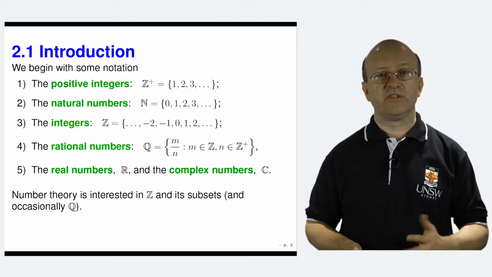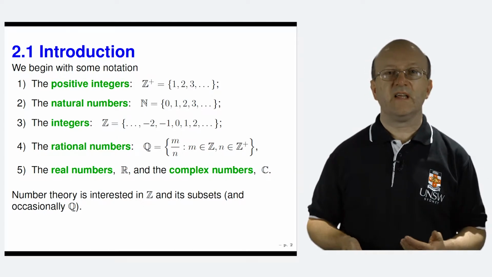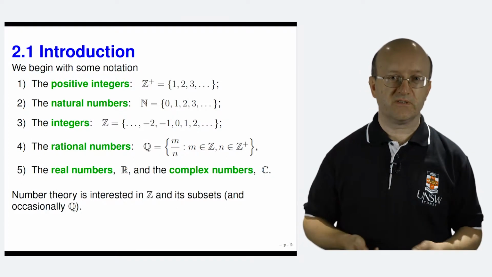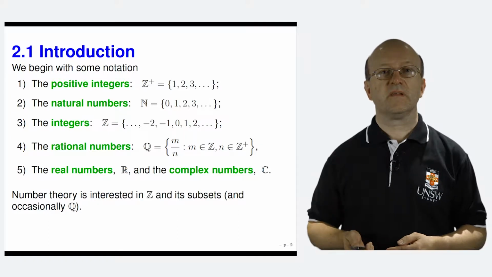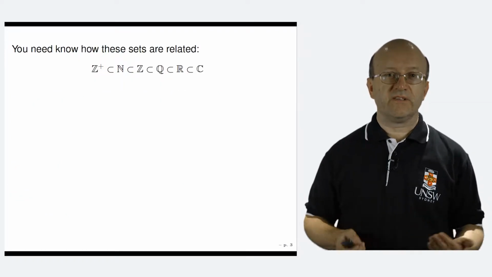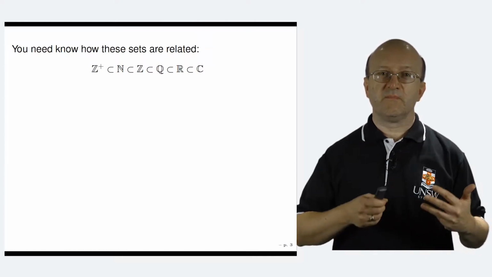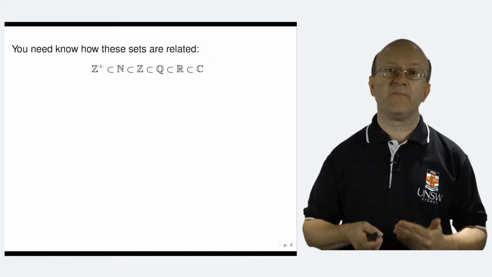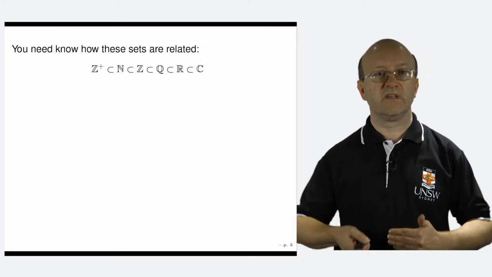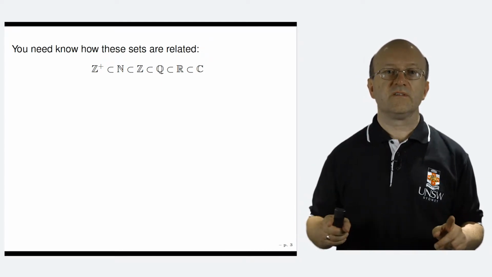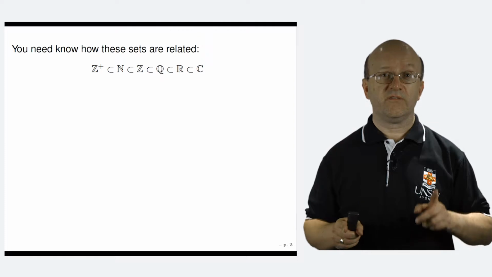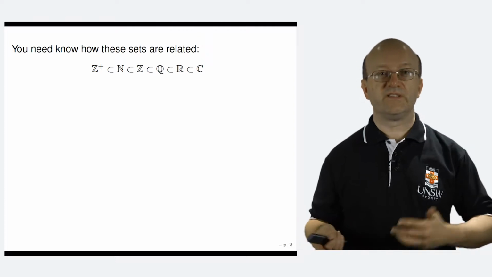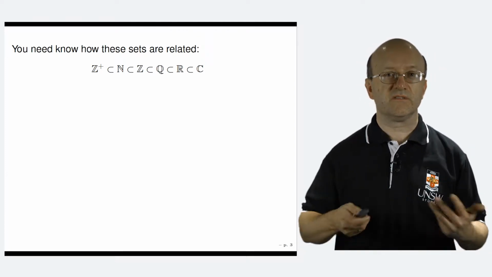Number theory is interested in Z, the set of integers, and its subsets. It occasionally deals with Q as well, but most of the time we're looking at Z and some of its subsets. You need to know how these sets are related. The set of positive integers, Z+, is a subset of the set of natural numbers, which is a subset of Z, a subset of the rationals, which is a subset of the reals, and that's a subset of the complex numbers. All these subsets are strict subsets, right? There are numbers that are in Q that are not in Z, as you should know, and numbers that are in C that are not in R, and so on. So these are strict inclusions.